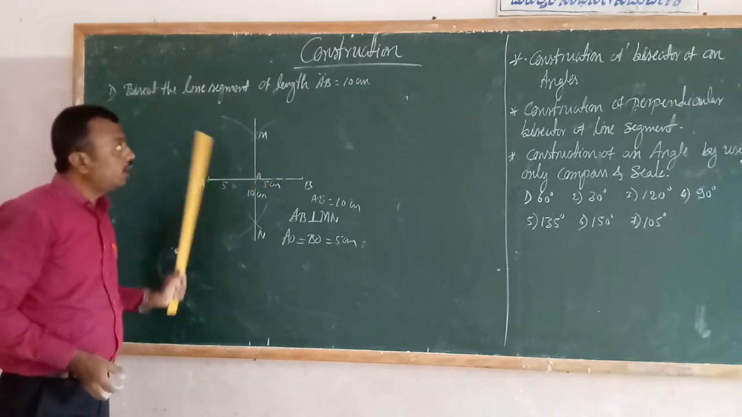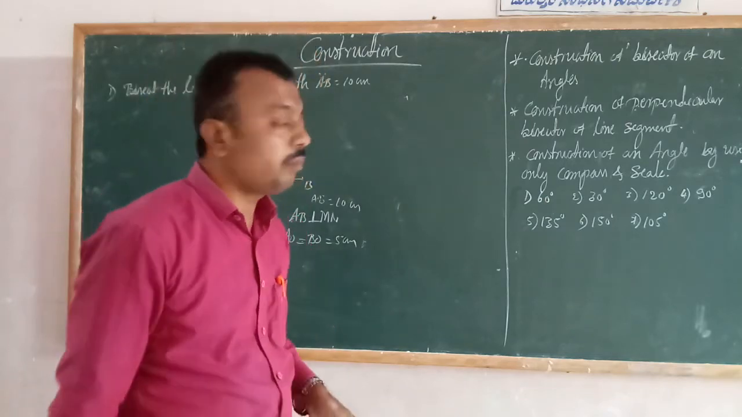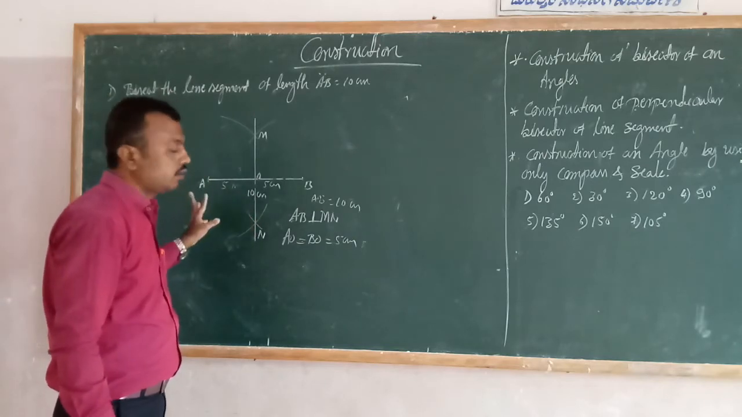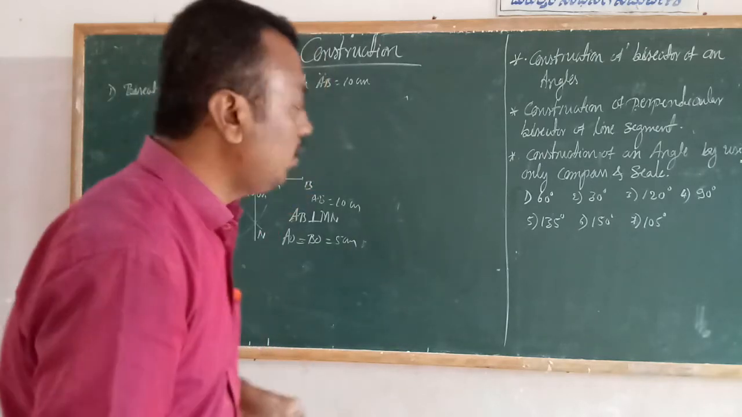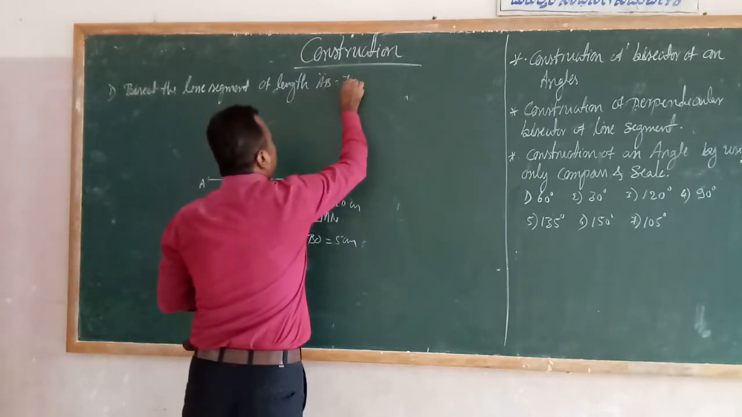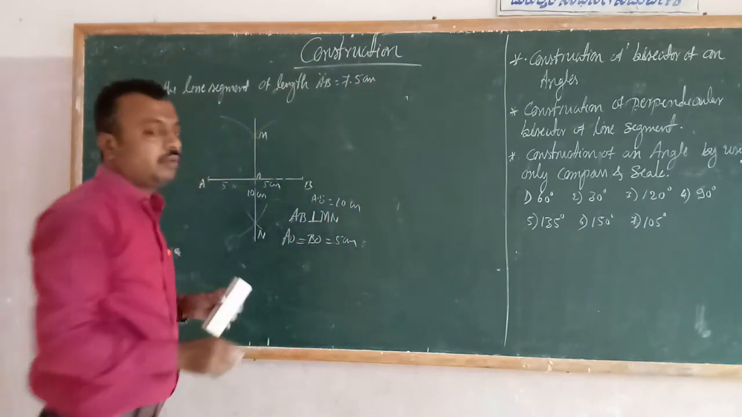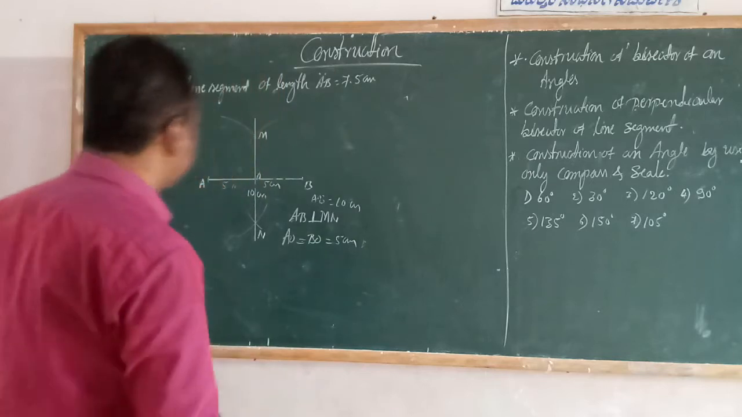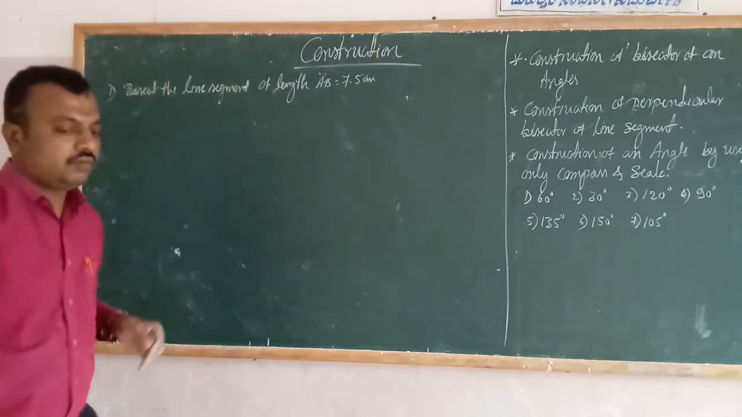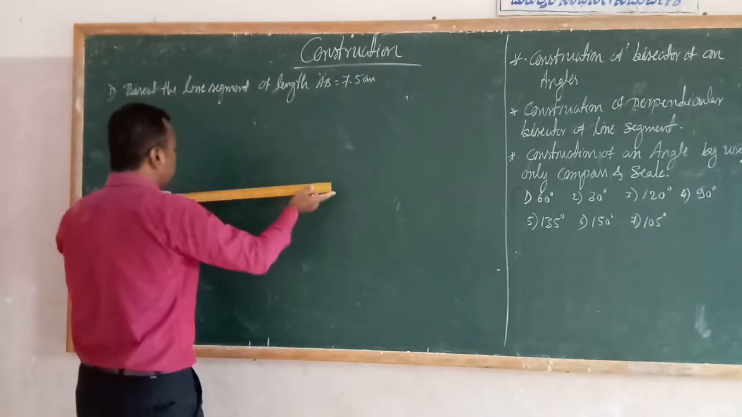Do you understand? Like this, you have to construct the perpendicular bisector of the line segment. You can take any length of the line segment. Same procedure. I will take another example. 7.5 centimeter, I will take now. Same procedure. First you draw the 7.5 centimeter line segment.